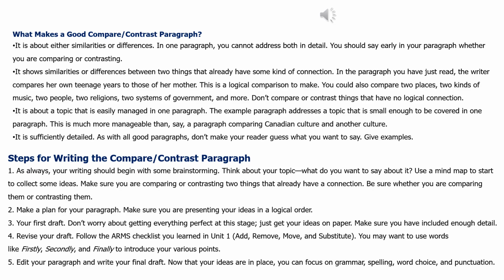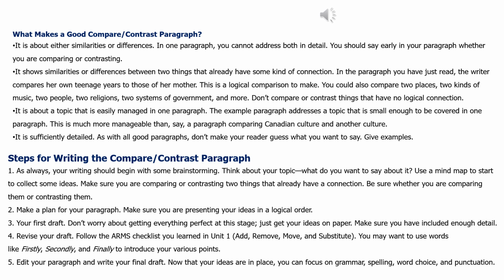What makes a good compare-contrast paragraph? It is about either similarities or differences. In one paragraph, you cannot address both in detail. You should say early in your paragraph whether you are comparing or contrasting. It shows similarities or differences between two things that already have some kind of connection.